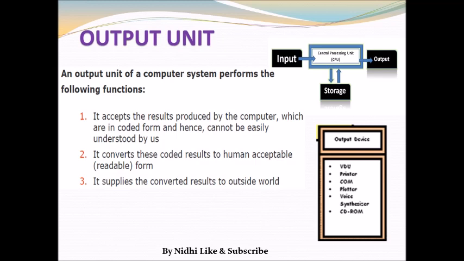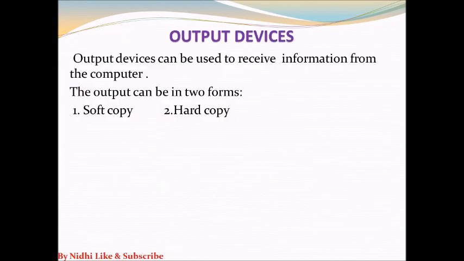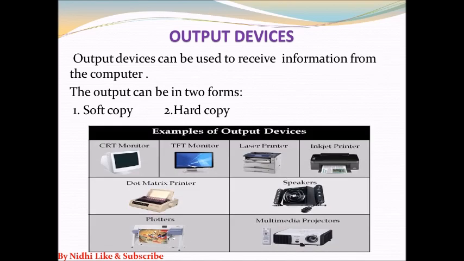A few examples of output devices are given here: visual display unit, printer, computer output microfilm, plotter, voice synthesizer, CD, DVD, etc. Now you can see the work of an output device. It receives information from the computer, and it can provide the output in two forms. First is soft copy, the visible form that we can see on computers, and second is hard copy, which we see in the form of printed forms. These are the two forms in which we can receive the output.